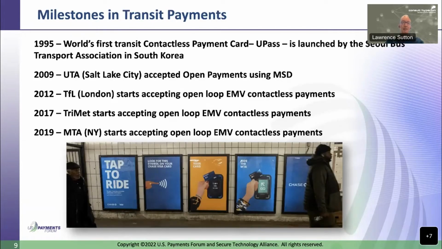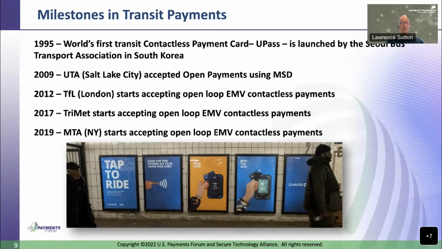So how does this apply to transit? How has contactless technology transformed transit payments? Back in 1995, the world's first transit contactless payment card was launched in Seoul, South Korea. Many agencies followed suit and launched their own closed-loop payment cards. In the U.S., the first agency to allow bank card acceptance at a terminal was UTA in Salt Lake City all the way back in 2009.